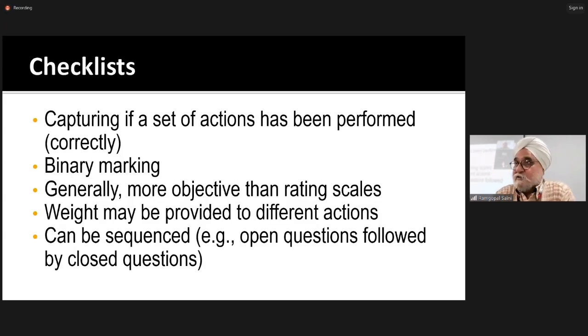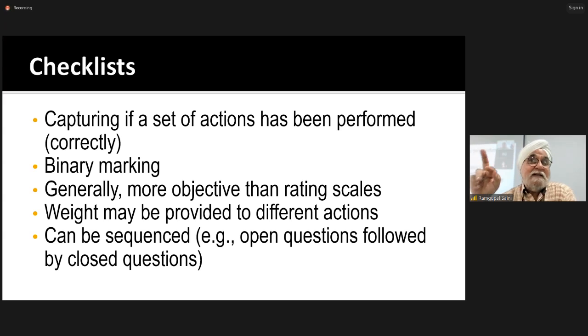Now, let's come to the checklist. Basically the purpose of a checklist is to see if a set of actions has been performed correctly. So suppose, for example, you want a standard protocol for somebody to come and open this room in the morning. He comes at 9, he opens the lock, he puts the AC on, he puts the fans on, he cleans the floor, sets the laptop, and so on. So there's a standardized protocol, and you want to see if all the actions have been correctly done.